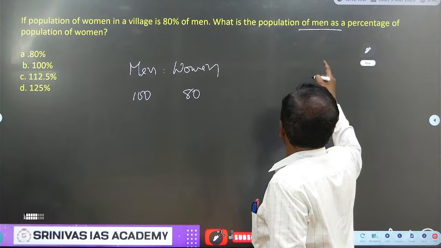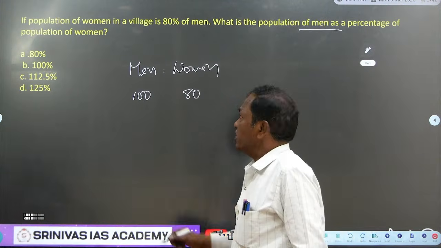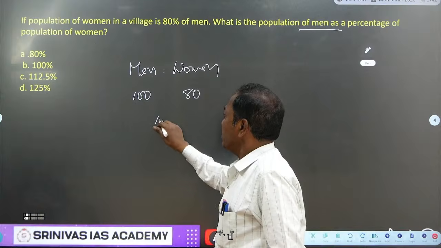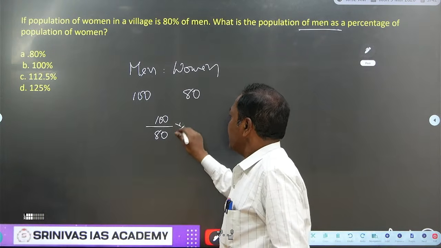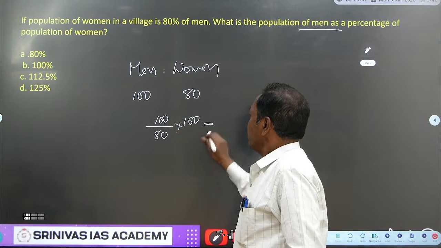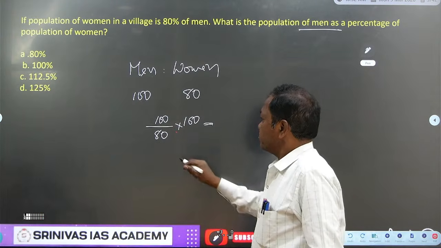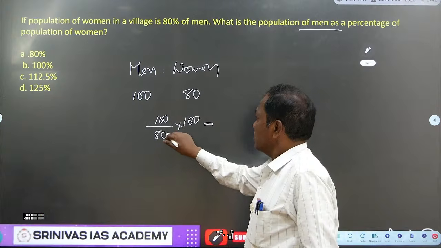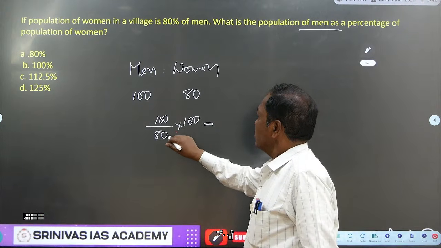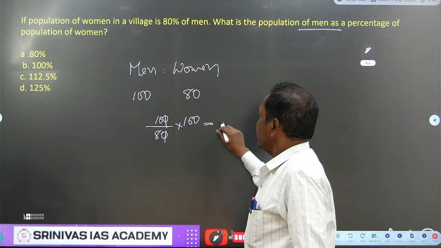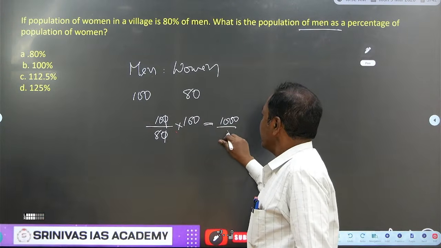What is the men as a percentage of the population of women? Like, what is the men? 100 of 80 into 100. Right. Now we can see that 0 and 0 get cancelled. This is 1000 by 8.